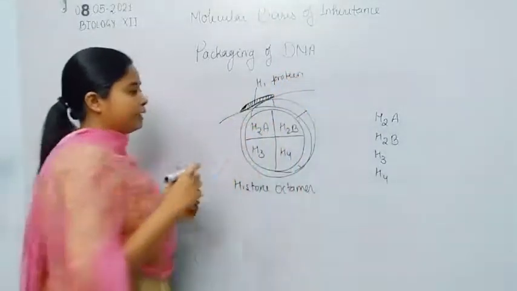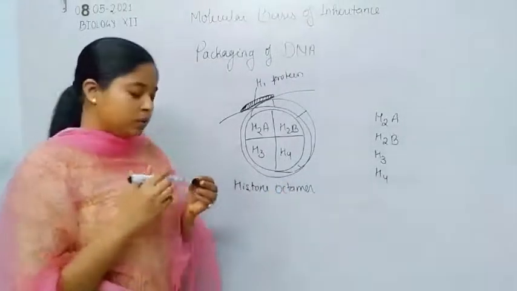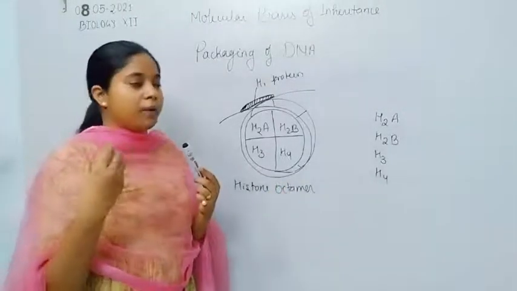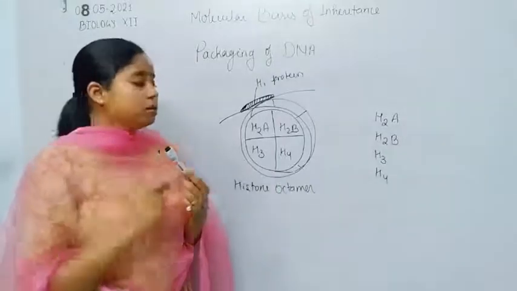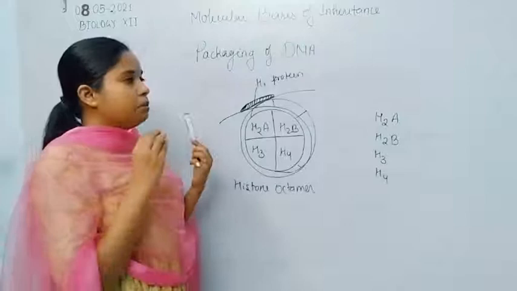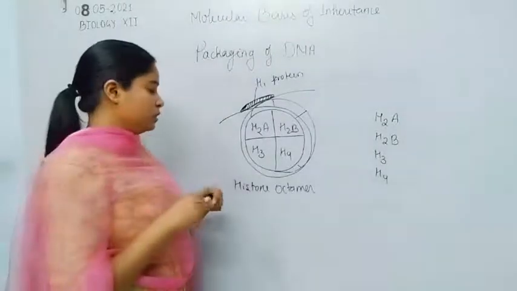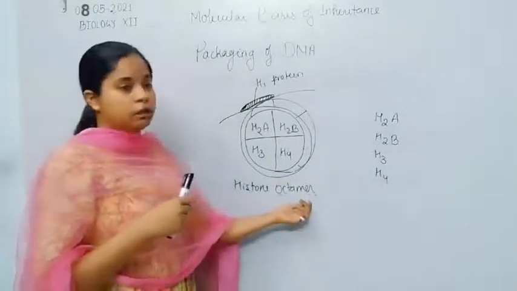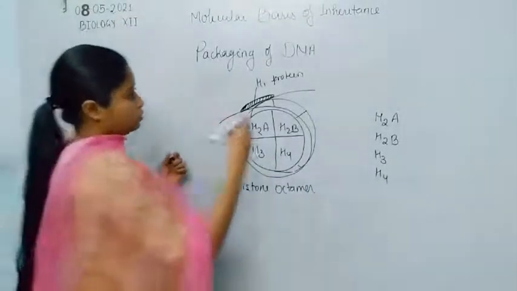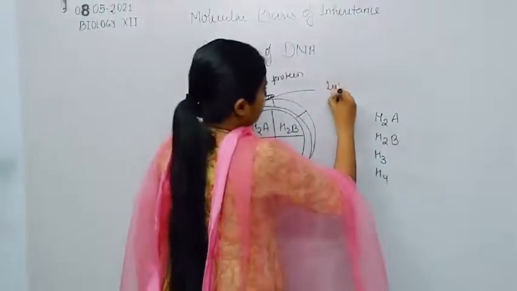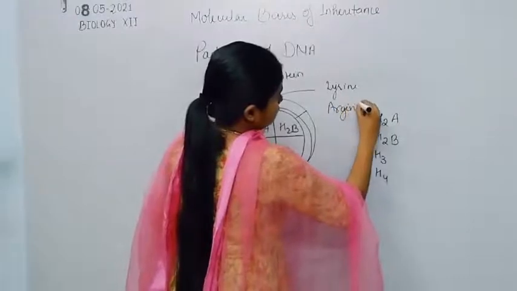Now here is the H1 protein. And because the histone octamer is a protein, it is formed by amino acids, and the major constituents of amino acids in the histone octamer are arginine and lysine. So lysine and arginine.